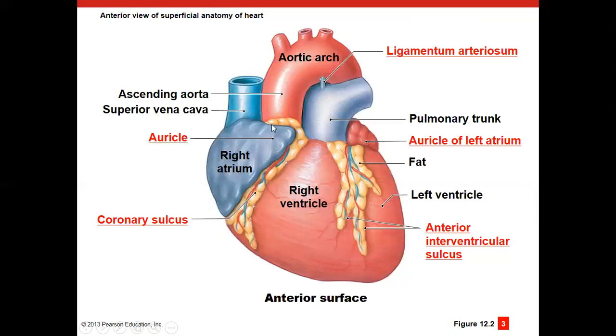Right here's the right atrium, and this would be the auricle. This is the expandable portion of the right atrium, and the left auricle, which is the expandable portion of the left atrium. So there's some extra space there for blood to fill those chambers before they contract and pump blood from the atrium into the ventricles. And this would be the pulmonary trunk here and the aortic arch. So this is the aorta. Right here is the connection between the two, the ligamentum arteriosum.